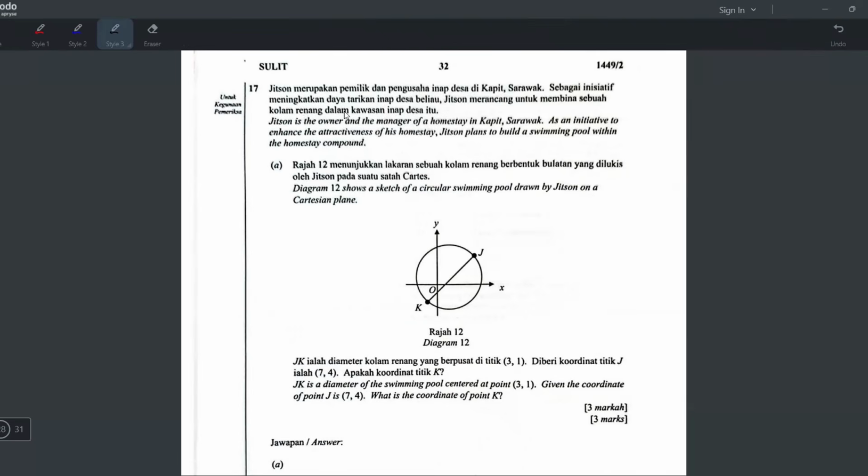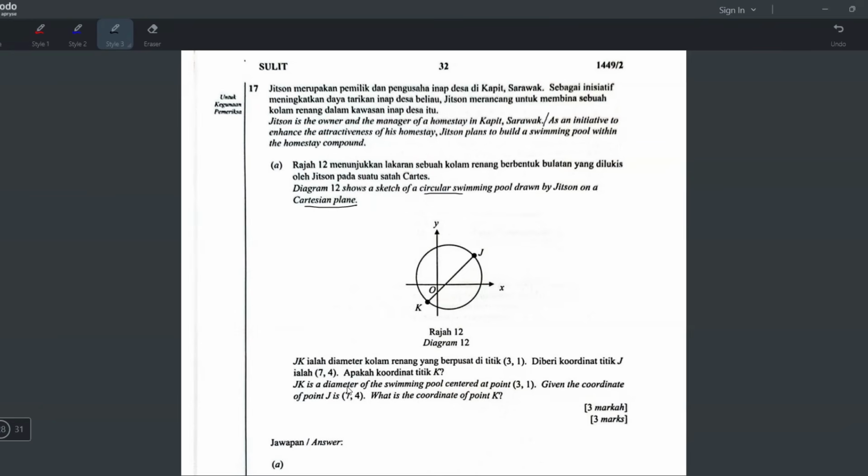Okay, Jitson is the owner and the manager of a homestay in Kapit, Sarawak. As an initiative to enhance the attractiveness of his homestay, Jitson plans to build a swimming pool within the homestay compound. Diagram 12 shows a sketch of a circular swimming pool drawn by Jitson on a Cartesian plane. So this Jitson guy wants to build a swimming pool and he sketched it on a Cartesian plane.